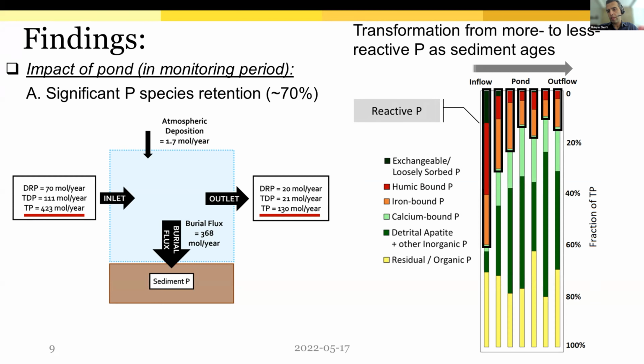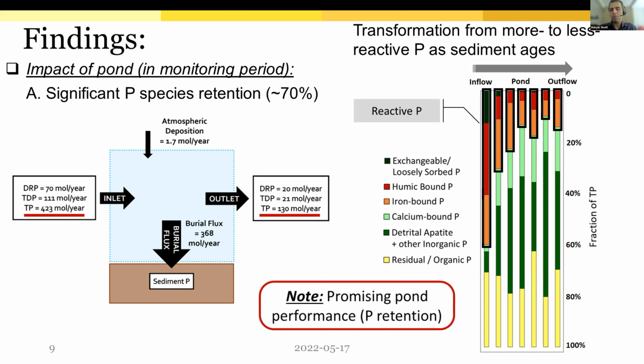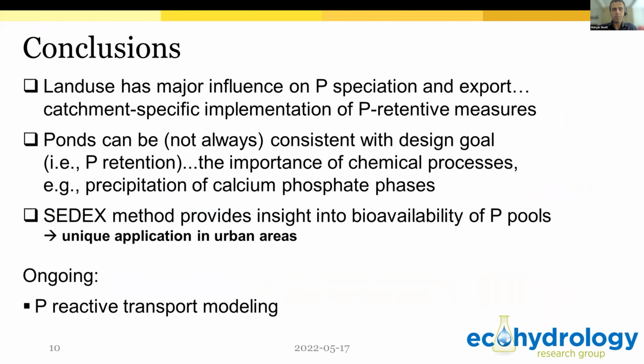We also see that the calcium-bound phosphorus, the light green bars in this figure, increases down the core. So it's a stable pool, and it's great for retaining phosphorus in the system. So a combination of these results shows that this pond is actually performing well with respect to phosphorus retention.